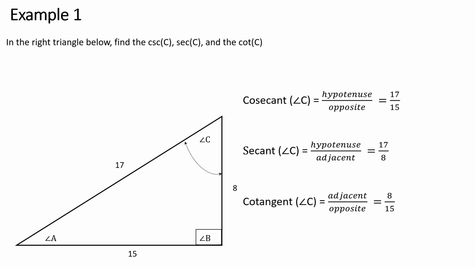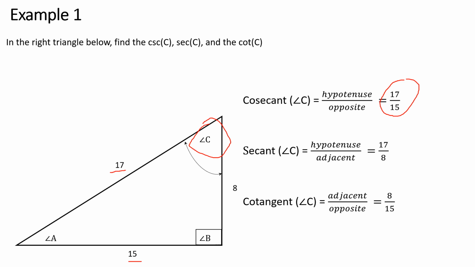I've got a triangle here. It's a right triangle. You can see the right angle there at angle B. One leg is 8, the other leg is 15, and the hypotenuse is 17. So my cosecant is the hypotenuse over the opposite. 17 is my hypotenuse. This is for angle C, which is right here. And the opposite is 15. So it'd be 17 over 15 right here.